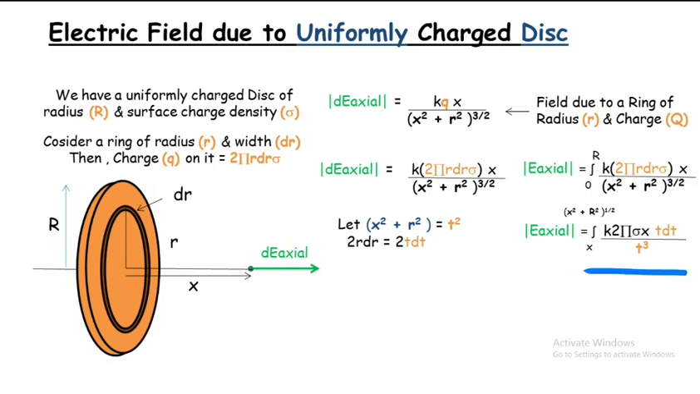So here is k 2π sigma x t dt instead of r dr, divided by t³. This t is cancelled out with one of the t of this t³, and we are left with k 2π sigma x divided by t² into dt. Here k 2π sigma x are constant, and we have to integrate just 1/t² dt. And we know the integration of this, as we have discussed in our first slide, in our math section.